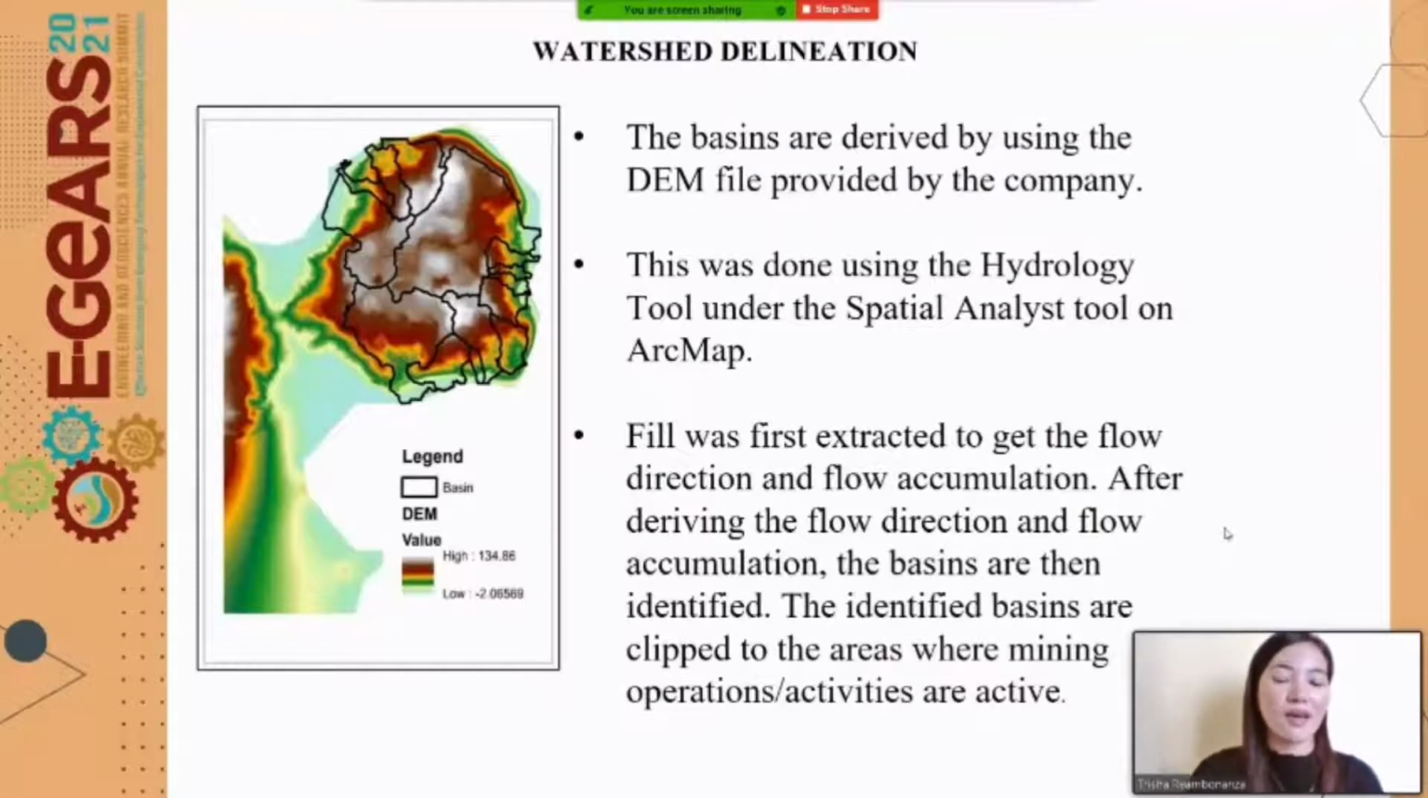So the basins are derived using the DEM file, or the digital elevation model file, provided by the company, and this was done using the hydrology tool under the Spatial Analyst tool on ArcMap. So fill was first extracted to get the flow direction and flow accumulation. After deriving the flow direction and flow accumulation, the basins are then identified, and the identified basins are clipped to the areas where mining operation or activities are active.